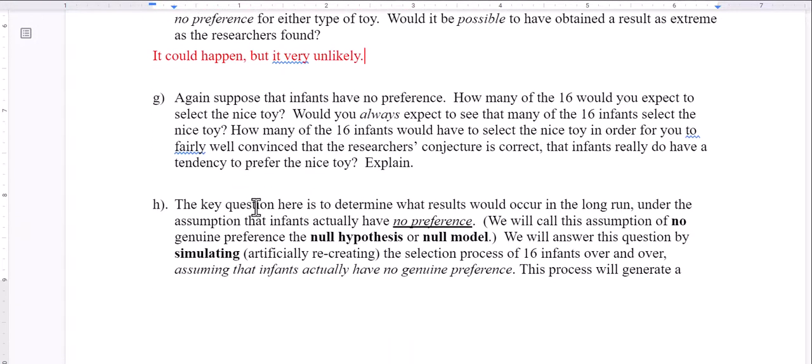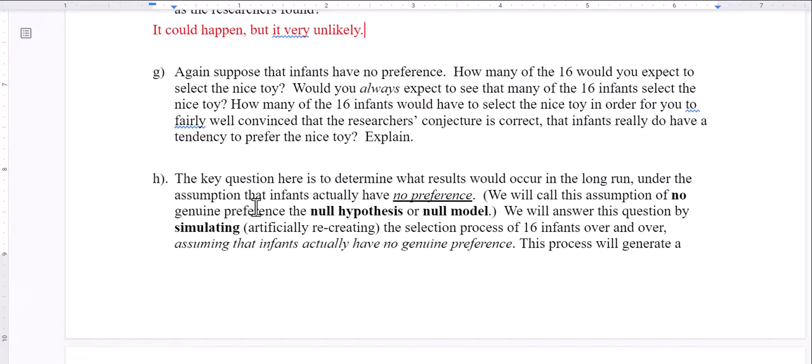So for part G, again, suppose that infants have no preference, meaning they're just guessing. How many of the 16 babies would you expect to select the nice toy? So think about that. If they're just guessing, how many do you expect will select the nice toy? So I would say that if the babies are guessing, then maybe around 8 babies would select the friendly toy. Because if they're just guessing, why do I think that just 8?